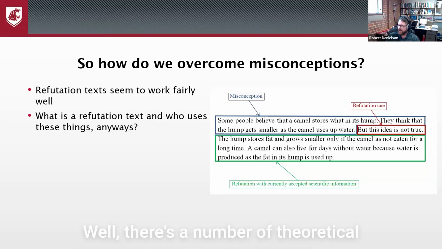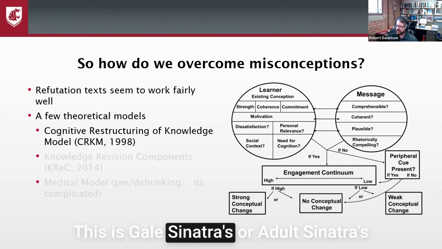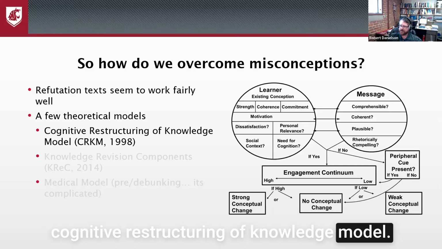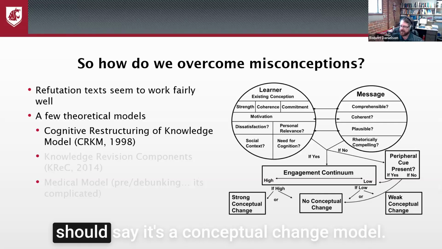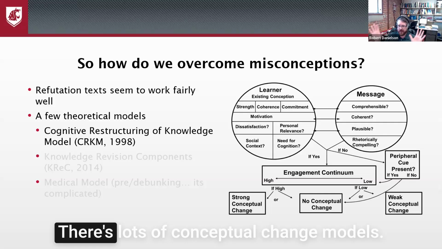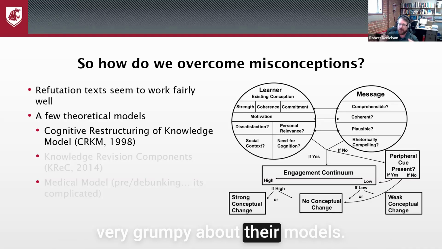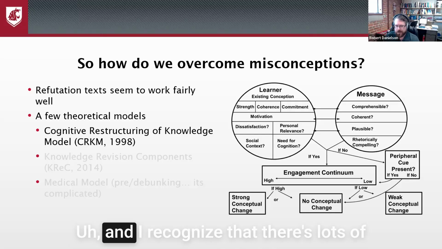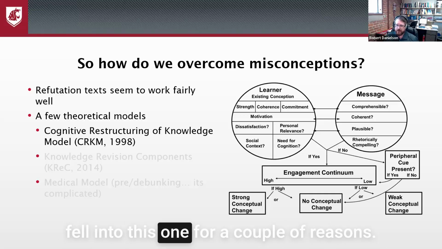Well, there's a number of theoretical models, and I leverage this one quite often. This is Gail Sinatra's cognitive restructuring of knowledge model. It's been around since the 90s. And I should say it's a conceptual change model. There's lots of conceptual change models. Folks in the conceptual change get very grumpy about their models. This is the one that I'm leveraging just as an example. And I recognize that there's lots of other ones that people really like. But I fell into this one for a couple of reasons.